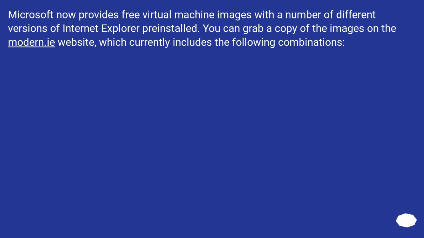Microsoft now provides free virtual machine images with a number of different versions of Internet Explorer pre-installed. You can grab a copy of the images on the modern.ie website, which currently includes the following combinations.